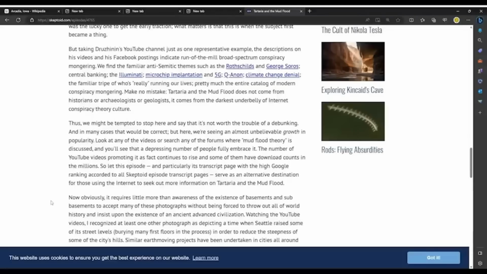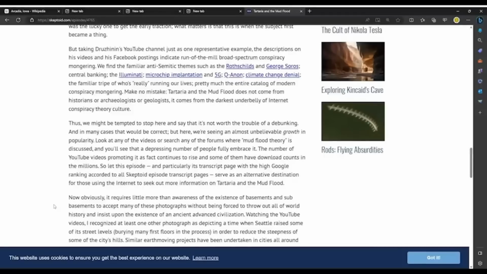Watching the YouTube videos, I recognize at least one other photograph as depicting a time when Seattle raised some of its street levels, burying many first floors in the process, in order to reduce the steepness of some of the city's hills. Yes, and these are videos that have been covered quite extensively by other researchers.